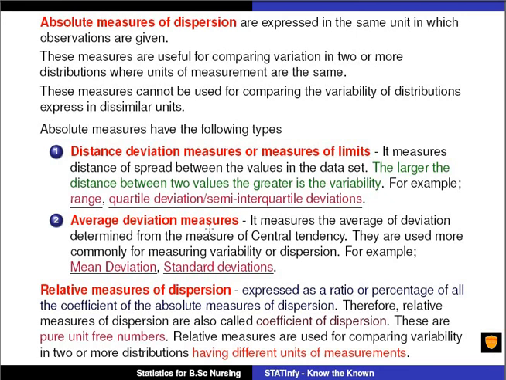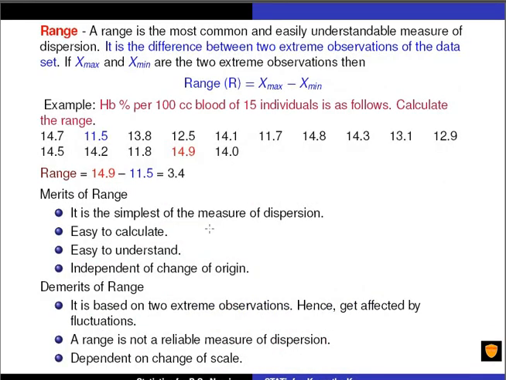Previously we said that if there are two data sets and the observations in them have dissimilar units, we are not able to compare them by using absolute measures of dispersion. For this we need relative measures of dispersion, because a relative measure of dispersion is a unit-free number. So if the two data sets have different units, we can still compare them by using relative measures of dispersion. And these relative measures of dispersion are the coefficient of variation, coefficient of mean deviation, and coefficient of range, like that. Now we will understand what is range.